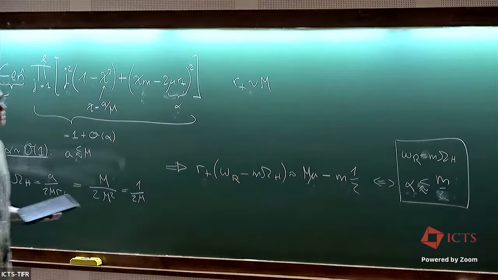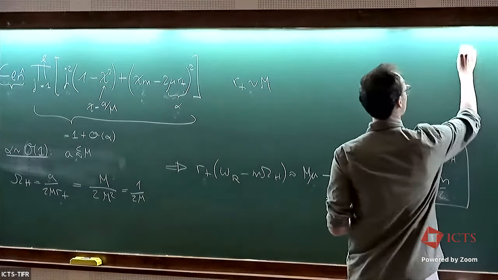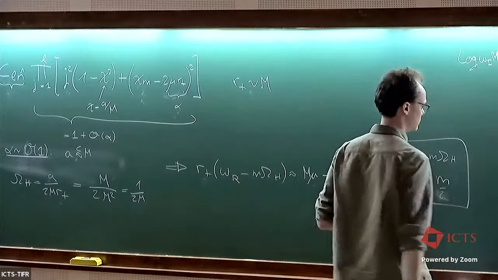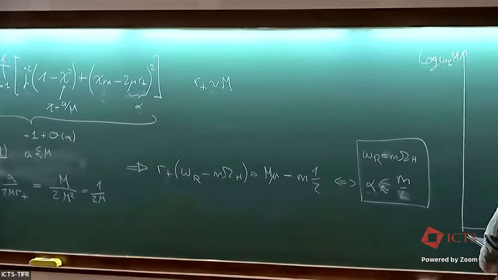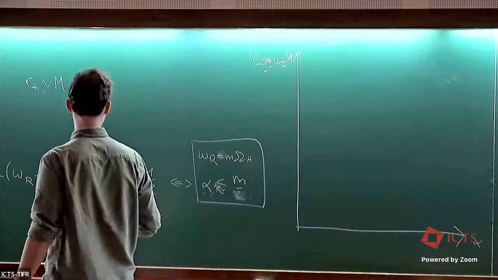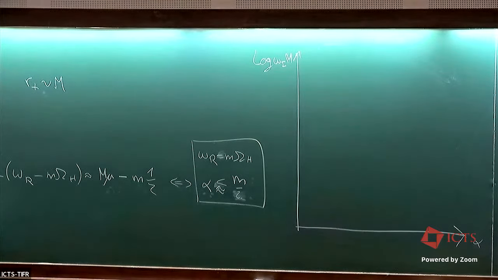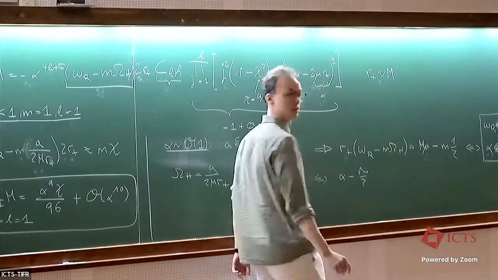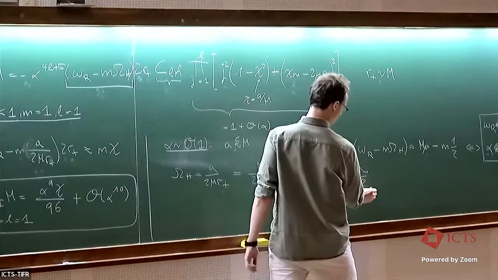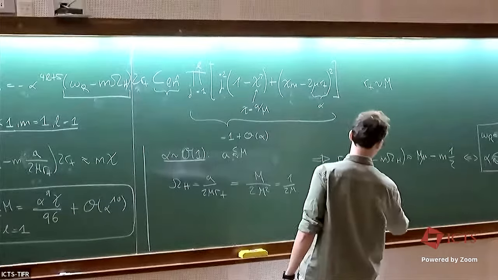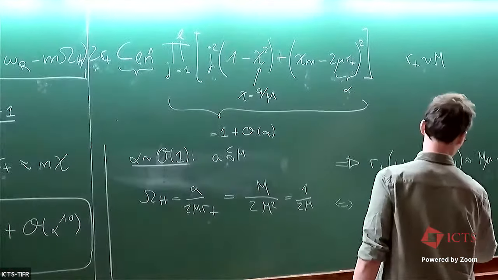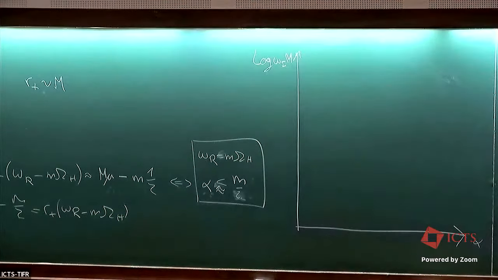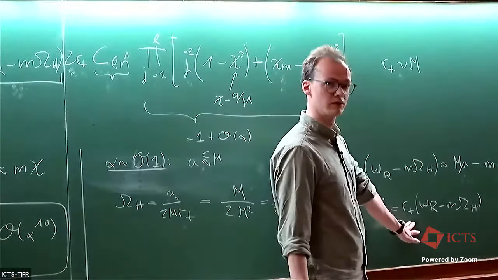So let me plot this. Here I'm going to plot just log omega I m, and this is alpha. Well, basically this is just equivalent to alpha minus m over 2, right? Equal to whatever, r plus omega r minus m omega h. And then you just set this to 0.